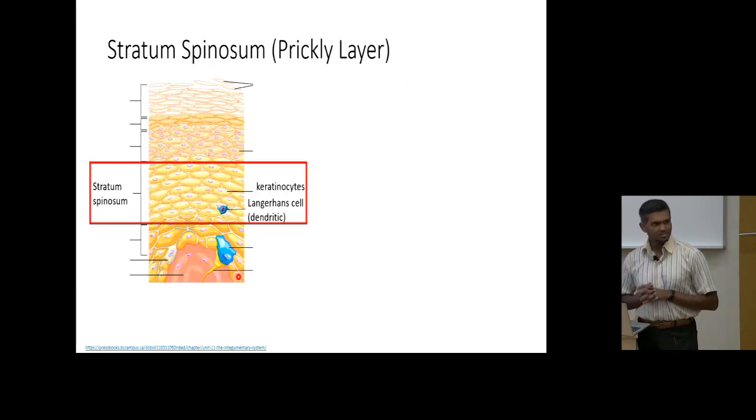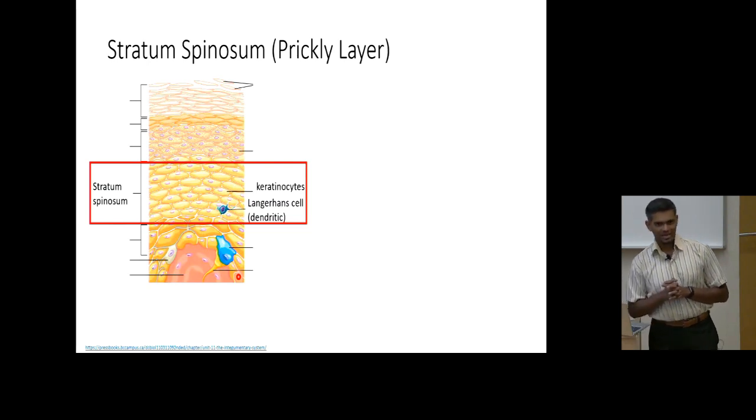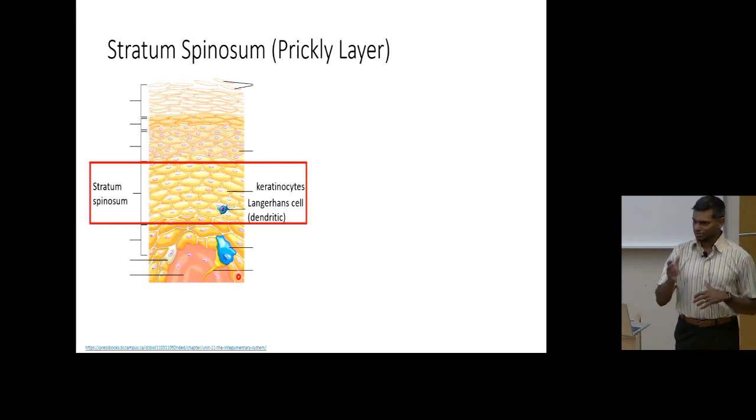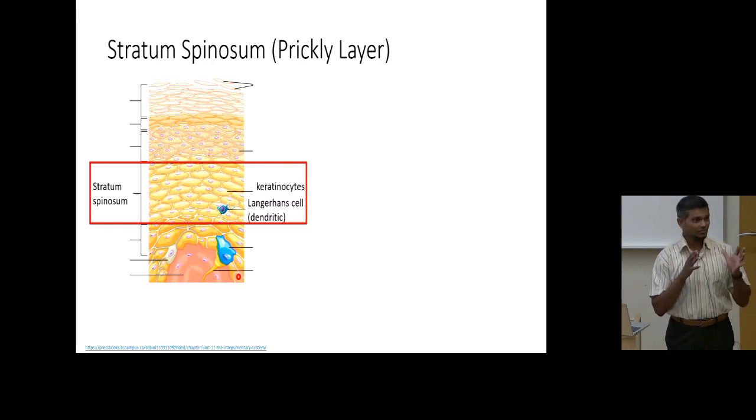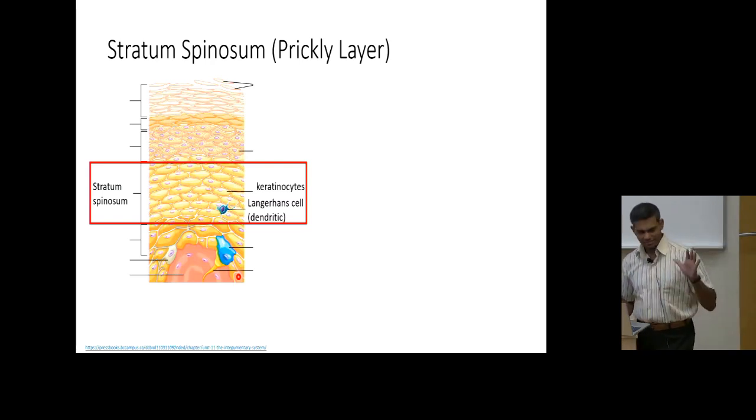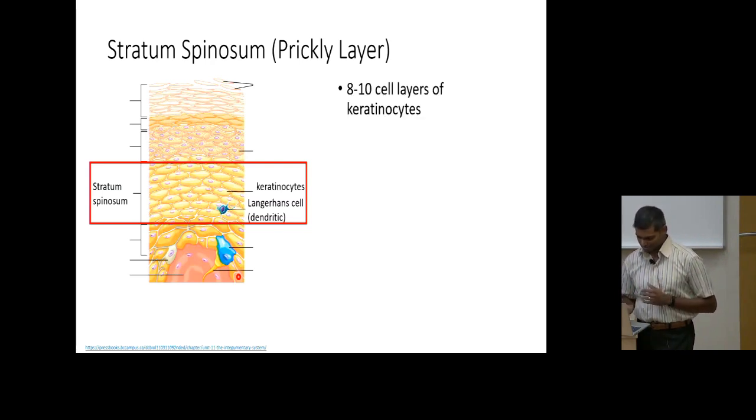So the next layer is stratum spinosum, and keep in mind that each of these layers has a name, like granulosum, spinosum, basale, because there's a different meaning behind why we give that name. So there has to be something spiny or prickly in this layer here. So let's see what that is.